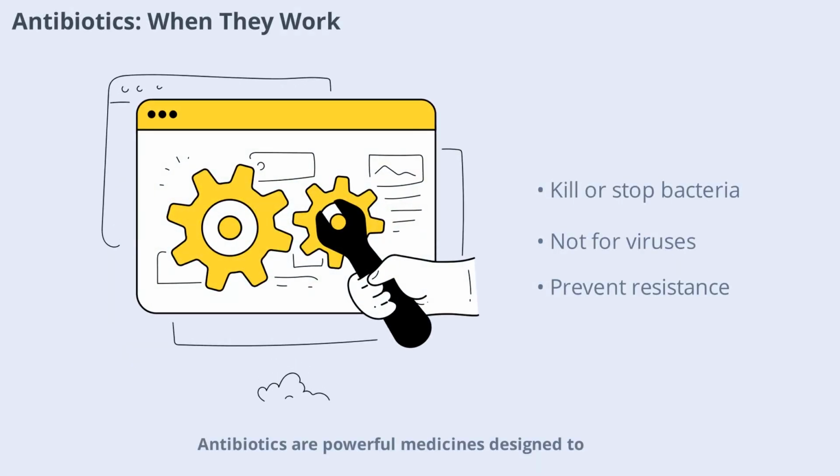Antibiotics are powerful medicines designed to kill bacteria or stop them from multiplying. They're effective against bacterial infections like strep throat, some ear infections, and urinary tract infections. However, they don't work on viruses. Taking antibiotics for a viral infection won't help and can even cause harm by promoting antibiotic resistance. Always use antibiotics as prescribed by your doctor.